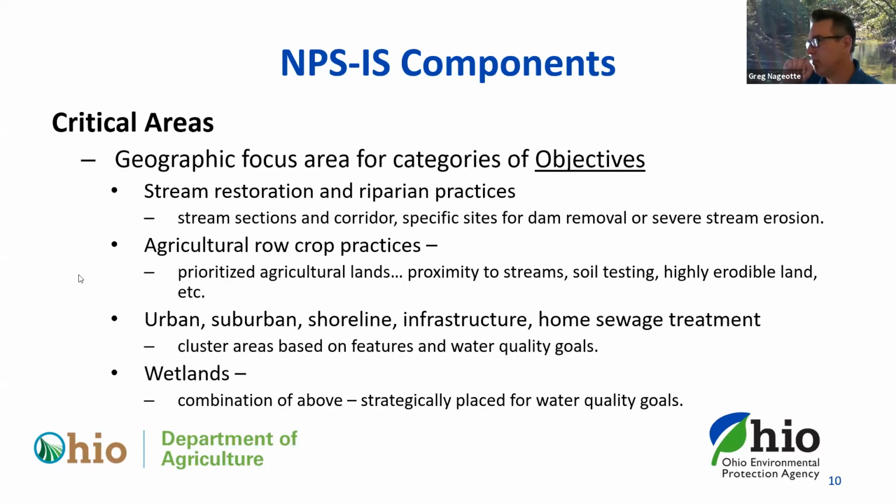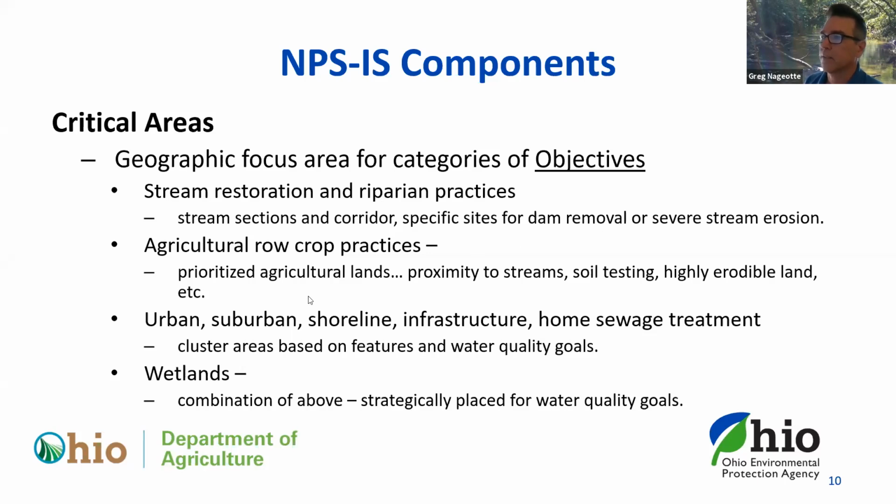Critical areas. This has caused a lot of consternation since our first guidance, and I think we're making some changes and giving better direction on this. But essentially, these are the geographic focus areas for categories of objectives. So once we know what our objectives are, then we can start carving out critical areas. So for example, you have a cluster of objectives that have to do with stream restoration or riparian practices. They lead to linear sections of stream corridors, maybe specific sites for dam removal, things like that.